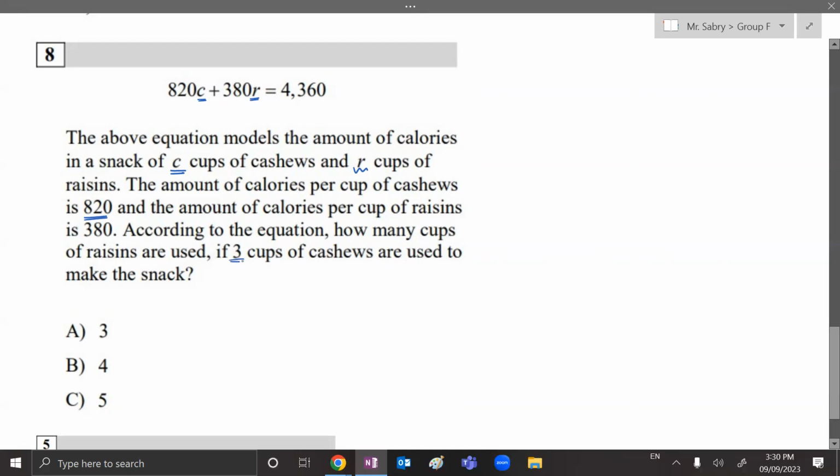So apparently this 3 goes for the cashews. This 3 is the C. Not plus 3C. The 3 is the C itself. The C is the number of cups of cashews. Then they said 3 cups of cashews. Yes, exactly. C cups of cashews, 3 cups of cashews. So this means that C is now equal to 3. So you'll just substitute 3 instead of the C. 820 times 3 plus 380 R is equal to 4,360. So now I'll need to calculate 820 times 3.